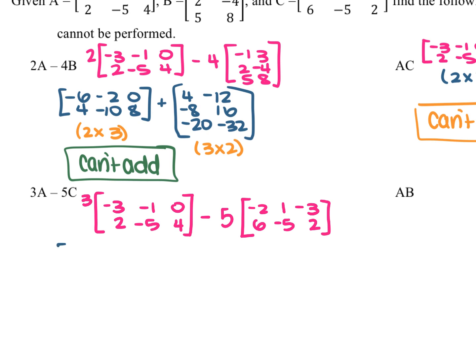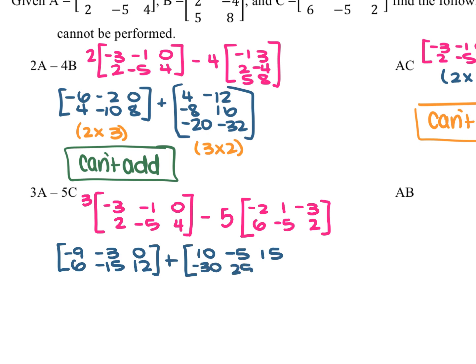3 times negative 3 is negative 9. 3 times negative 1 is negative 3. 3 times 0 is 0. 3 times 2 is 6. 3 times negative 5 is negative 15. 3 times 4 is 12. We're going to distribute the negative in with the 5, so I'm going to change this to addition. And we're going to have 10, negative 5, 15, negative 30, 25, and negative 10.